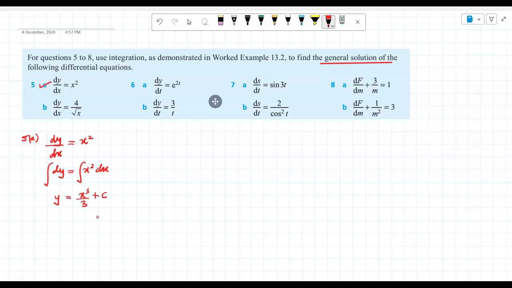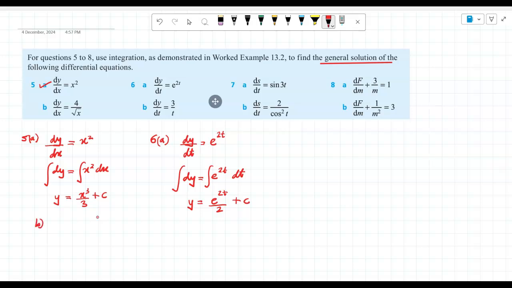Okay, 6a. Tell me, what will you do? 6a: dy by dt is equal to e. So first cross multiply. Why should you cross multiply? To separate the variables, and integrate both the sides. What is the integral of e raised to... upon 2 plus c.